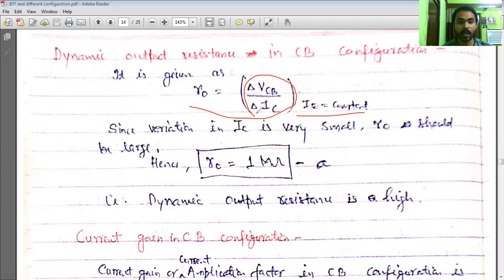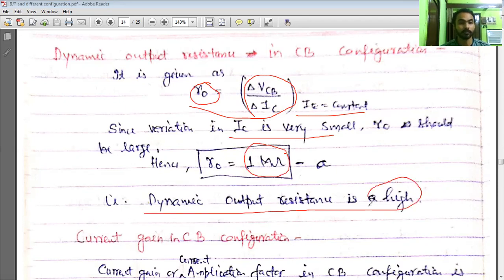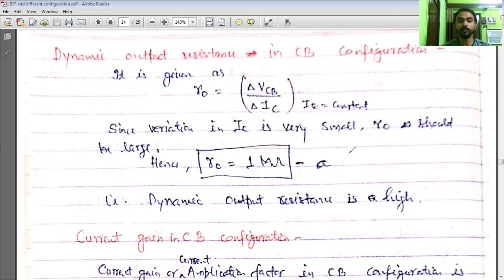Okay. Since this IC variation is very small, you remember it's very close to parallel to the line. If it were parallel, the variation would be 0. But since it's not parallel, there is a very small variation. Hence, the denominator is very low. So R0 will be very high, and this will come to the mega ohm. So dynamic output resistance is very high. There, dynamic input resistance was low. Remember that?